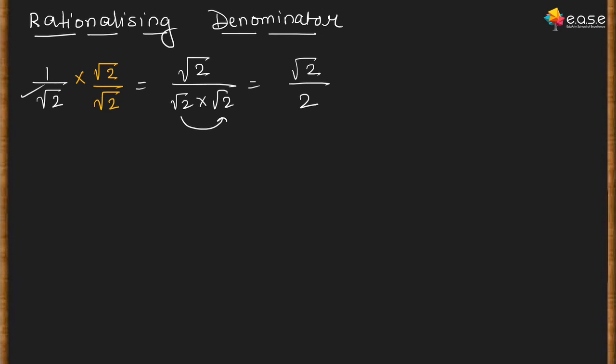Our aim here is to get a rational number in the denominator. Even if the numerator has an irrational number, never mind. But our denominator needs to have a rational number. Let us take 6 divided by 5 root 2. So what are we going to do here?